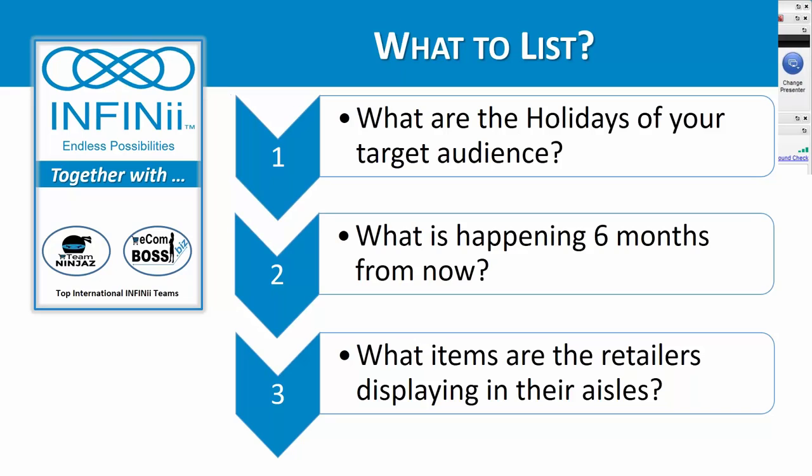Now think about this. These giant retailers have spent millions of dollars to figure out what sells, who buys it, and when to sell it. So take advantage. Observe them. Copy what they're doing. Don't reinvent the wheel. Also, look at the ads on TV and the magazines that come into your house. The things that they're trying to sell you, that's what you should be trying to sell to your customers. Obviously, try and find it cheaper.